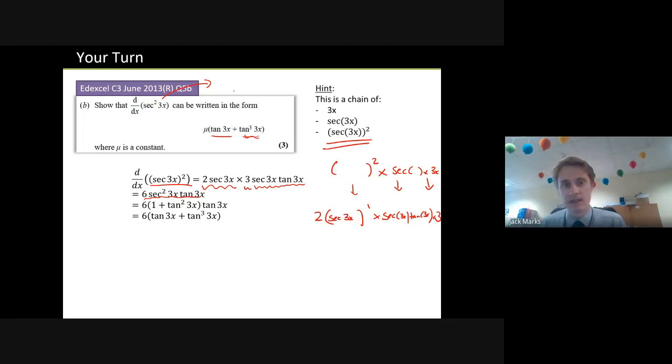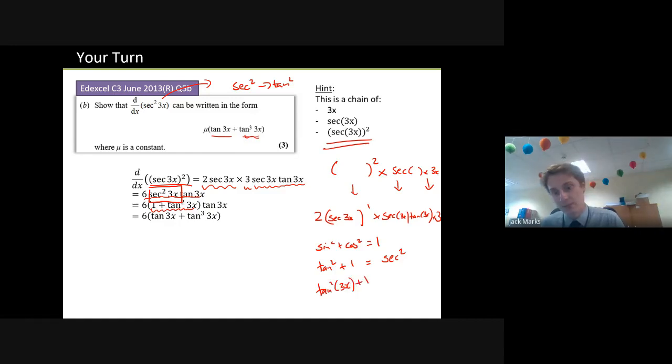Well, it's not quite the same thing, but there is a way to get from sec squared to tan squared, isn't there? And that is using the identity. So sine squared plus cos squared equals 1. How can I get sec and cos? I can divide by cos. So tan squared plus 1 must equal sec squared. So what they've done is this one here has been replaced with this one here, using this identity. So tan squared of 3x, remember it's an identity, so it works for any input. Here my input is 3x, is equal to sec squared 3x. That's what's happened.